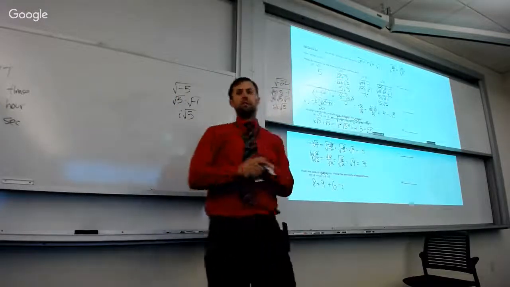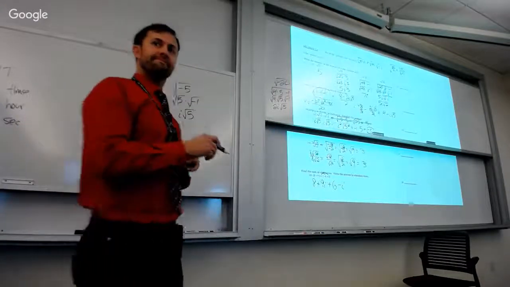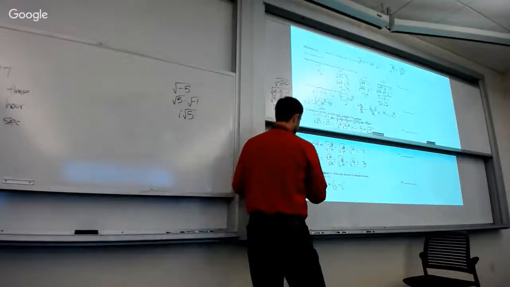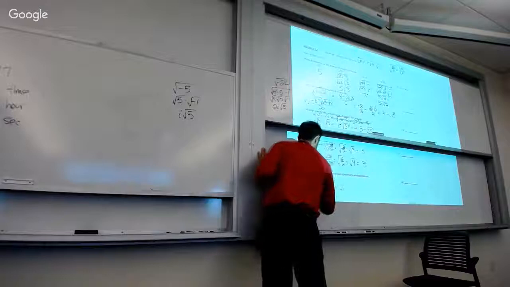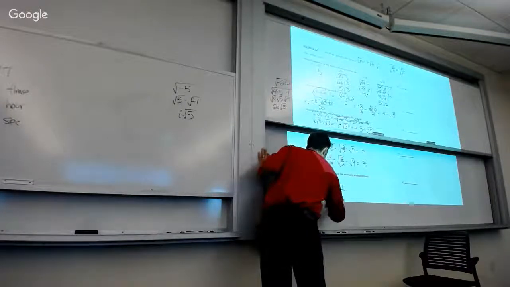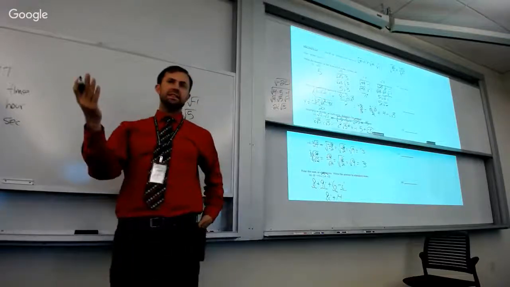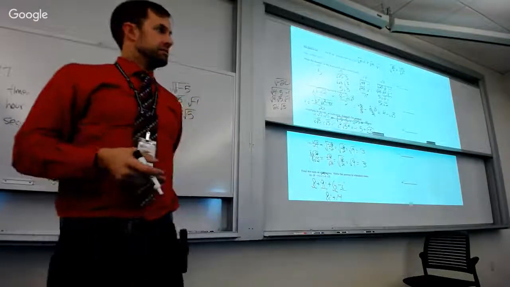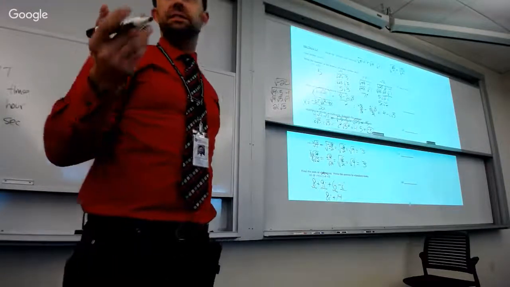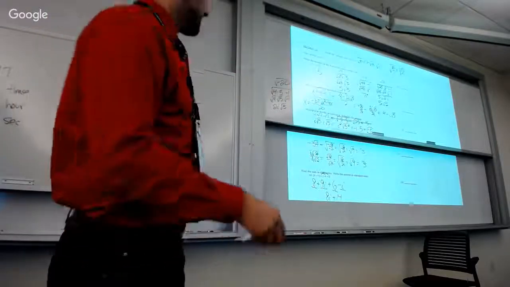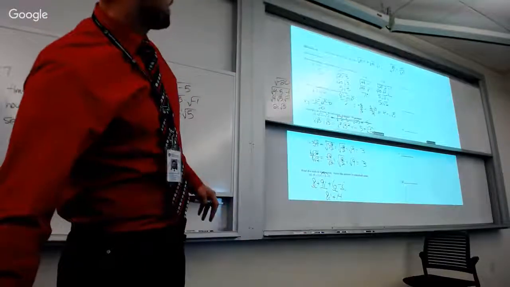So what did we get? Garrett, what did you get? Yeah, once you combine like terms. 8i plus 14. Yeah, 8i plus 14. Can we do anything else to that? No, that's it. That's just simplified. All right.